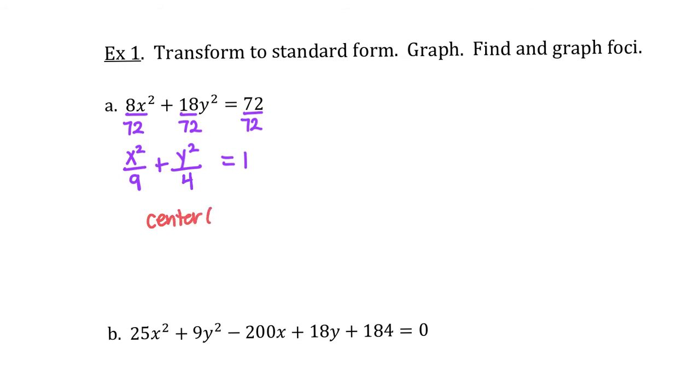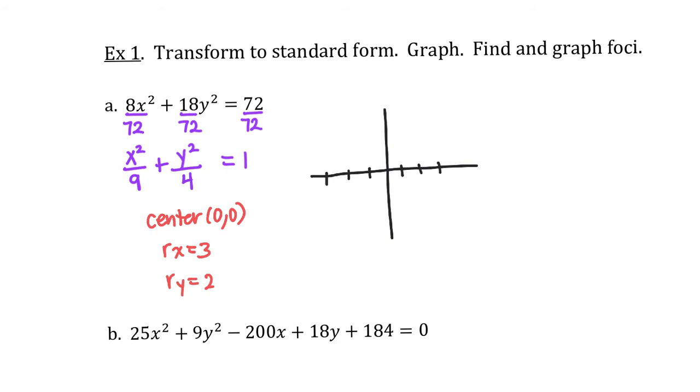From this, I can tell that the center will be 0, 0. I can tell that the x radius will be the square root of 9, which is 3. And the y radius will be the square root of 4, which is 2. Okay, I'm going to sketch the graph, and then I'm going to go ahead and add the foci to my graph. Okay, let's see, the center is at 0, 0, the x radius is 3, and the y radius is 2. So that's enough for a sketch. Okay, so that's a sketch of my ellipse.